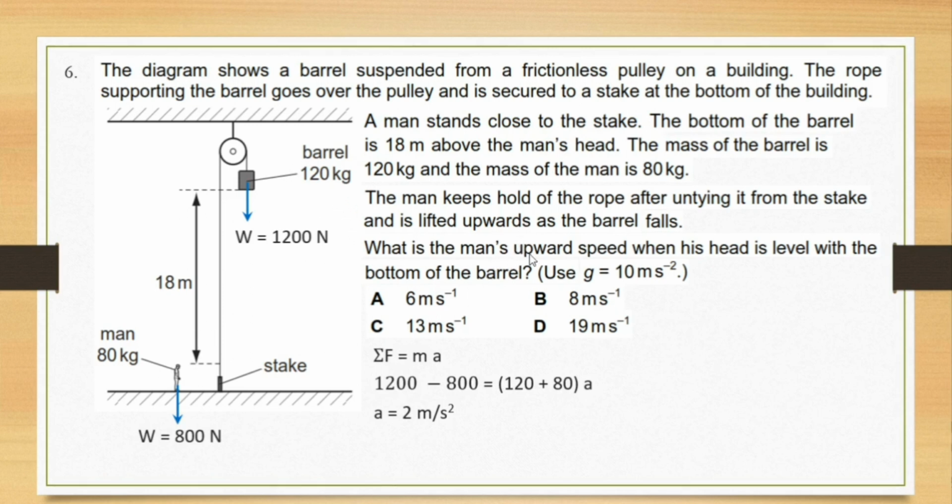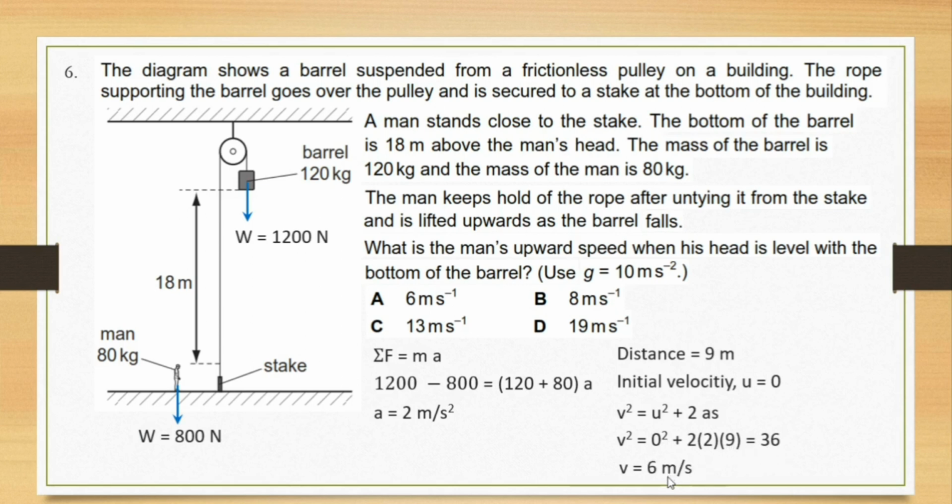So when we want to find the speed of the man when his head is level with the bottom of the barrel, that means that he is traveling a distance of a half times 18 meters. The distance he travels is 9 meters. So we can use this equation, v squared equals u squared plus 2as, given the initial velocity is 0, because initially the system is at rest. So now we can calculate v: v squared equals 0 squared plus 2 times 2 times 9. v squared equals 36, and v is 6 meters per second. And the answer will be A.